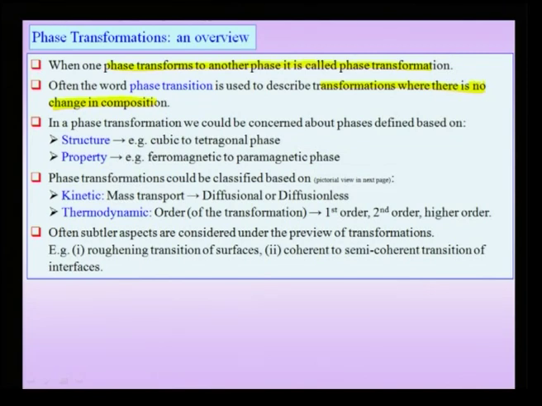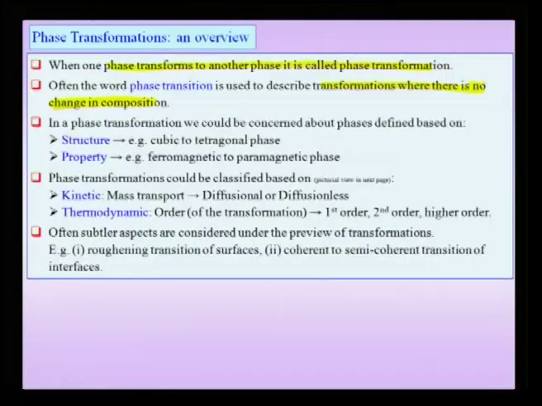For example, suppose I have a ferromagnetic phase of iron, and I heat this iron, it turns into a paramagnetic phase, and in this process there is no change in the composition. Suppose I am talking about a liquid, a pure iron in its molten form, and I cool this, it will transform into a solid iron, typically a polycrystalline iron, and this does not involve any change in composition. So, such kind of phase transformations are also referred to as phase transitions.